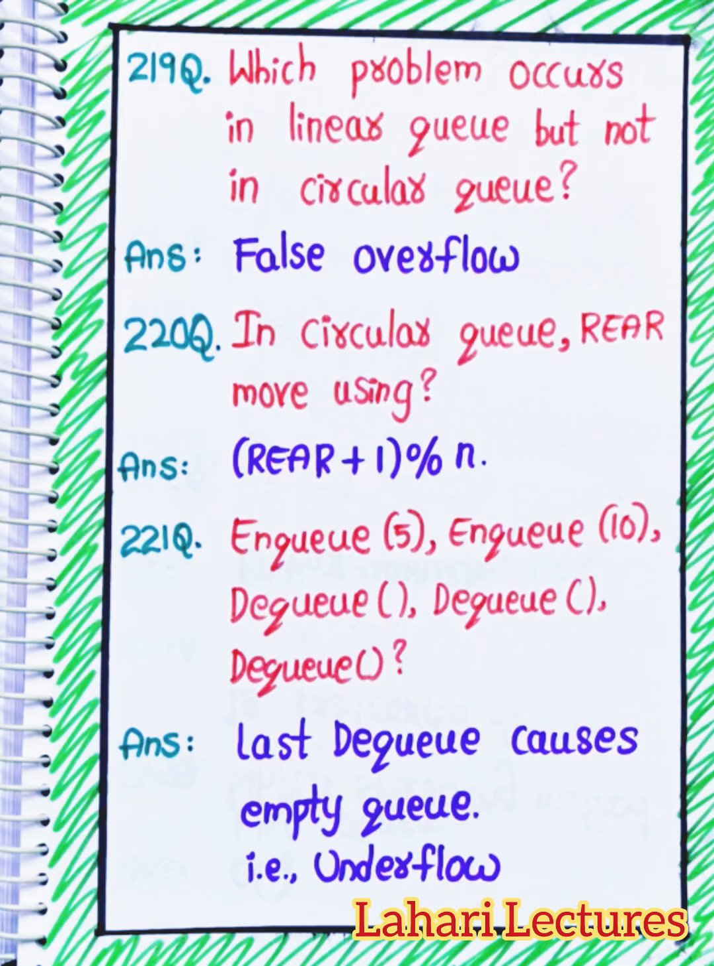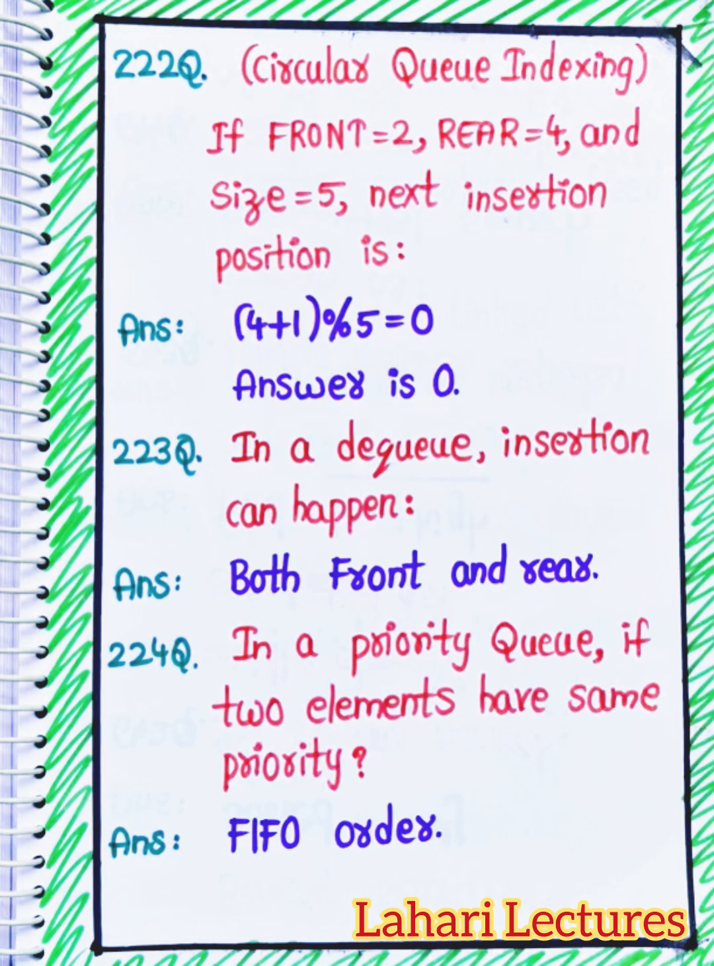Next question, NQ5, DQ10, DQ nothing, DQ nothing, DQ nothing. So the answer is the last DQ causes empty queue, that is underflow. Circular queue indexing. If front equal to 2, rear equal to 4 and size equal to 5, next insertion position is 4 plus 1 percentage 5 equal to 0. So answer is 0. Next question, in a DQ, insertion can happen both front and rear.